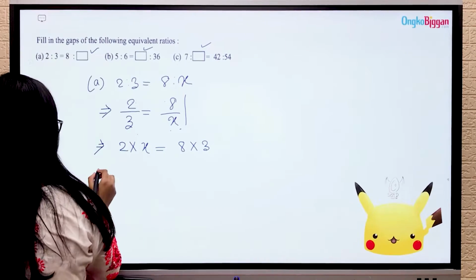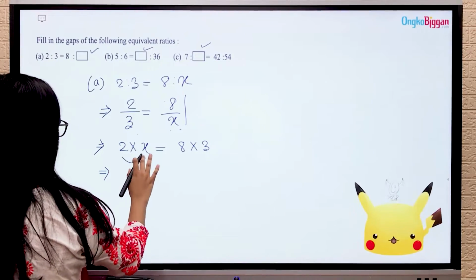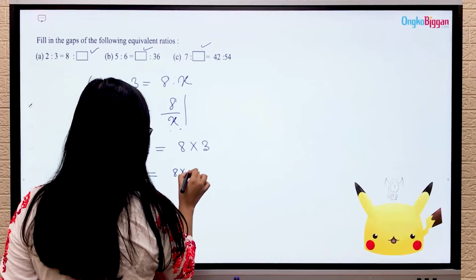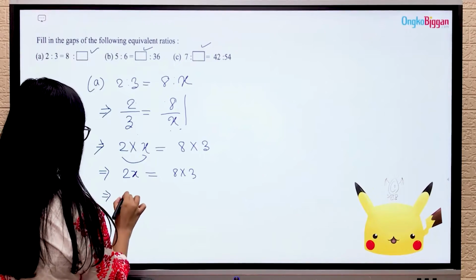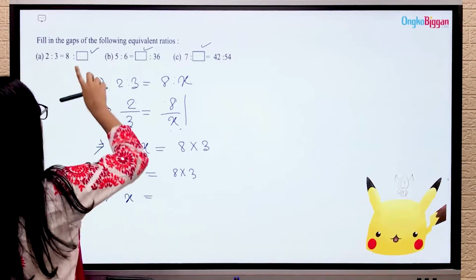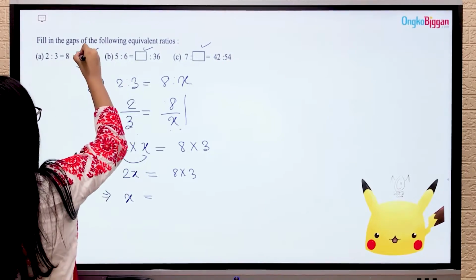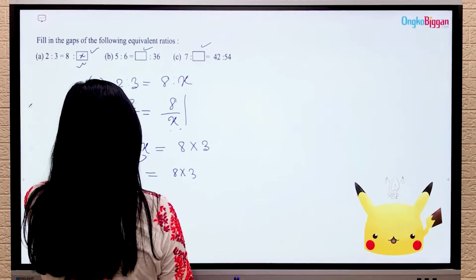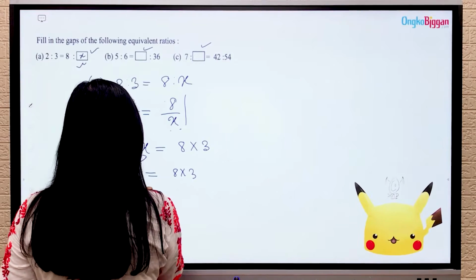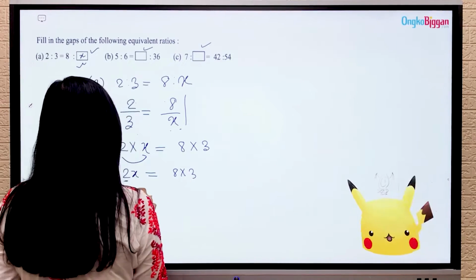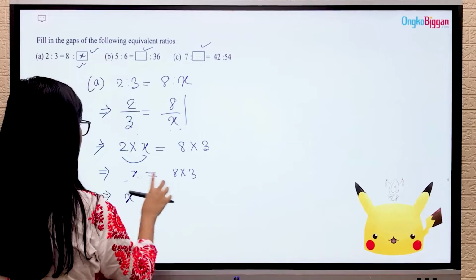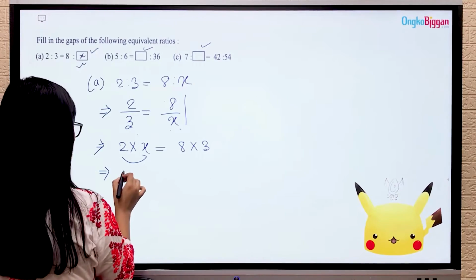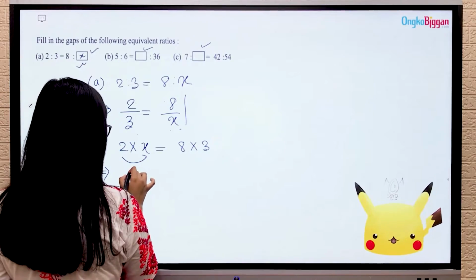So now we will solve it. 2 into x, 2 multiplied by x, we will keep 2x. Then 8 into 3. Again we will exchange the sign. We will keep x, because x is our unknown that we need to find. Let's consider it as x. So if it is x, then I want to keep this 2 here. I think it's not necessary to write that line. You will learn about this in higher classes. So let's just keep x here.